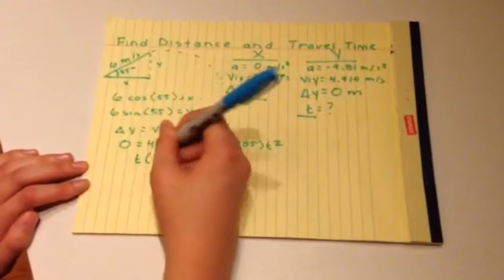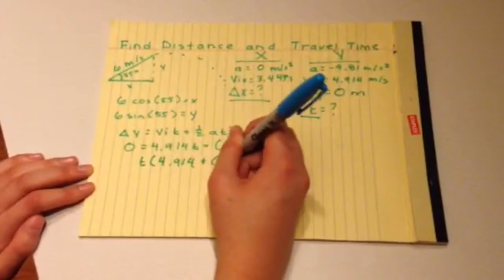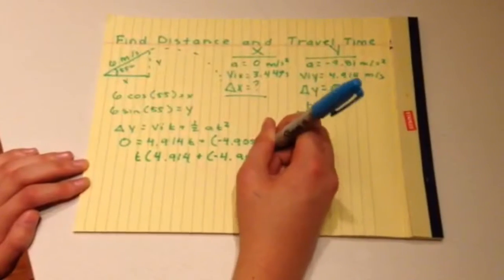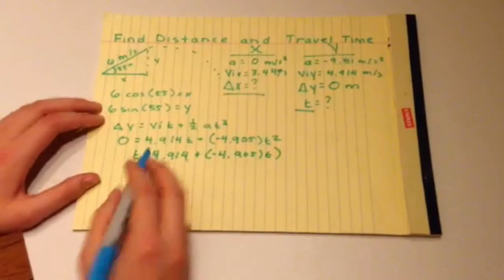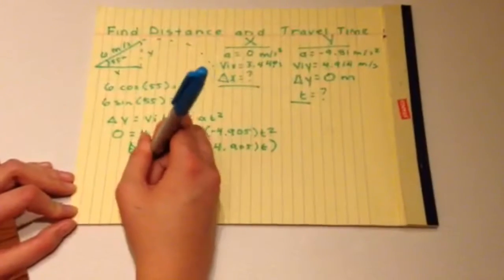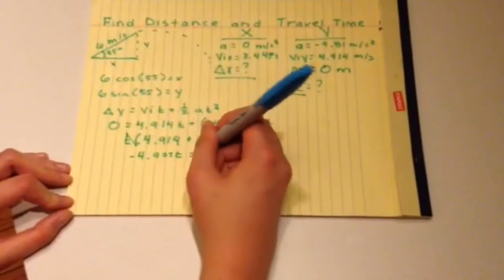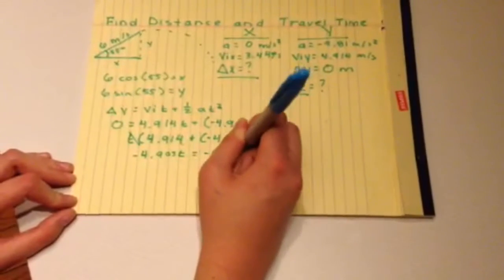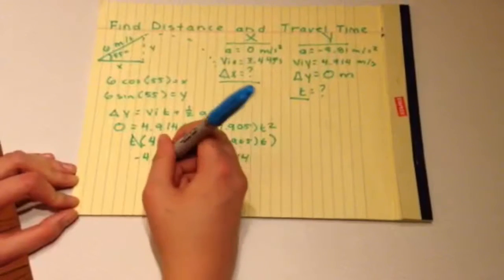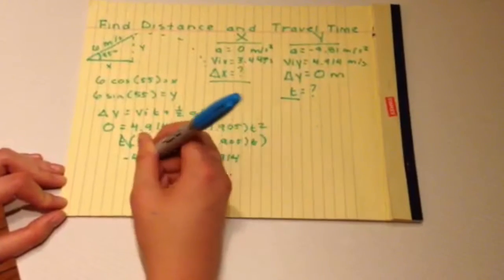And here, since it's equal to 0, we can take out the greatest common factor, which is t. And so that gives us t times (4.914 plus negative 4.905 t). So we can just cross out the t because it equals 0. And so now we have negative 4.905 t. You can subtract that over, get negative 4.914. Divide that and we get t equals 1.002 seconds.